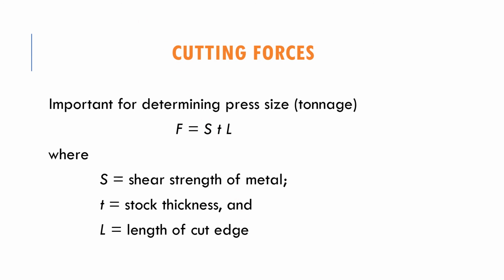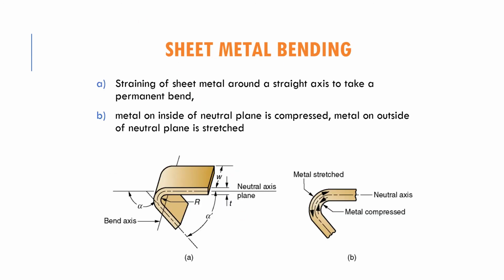The second process that we're going to look into is sheet metal bending. So what is sheet metal bending? It is a process where we strain a sheet of metal around a straight axis in order to make a permanent bend. Metal on the inside of the neutral plane is compressed. Metal on the outside will be stretched. So this metal will be stretched and this one will be compressed.